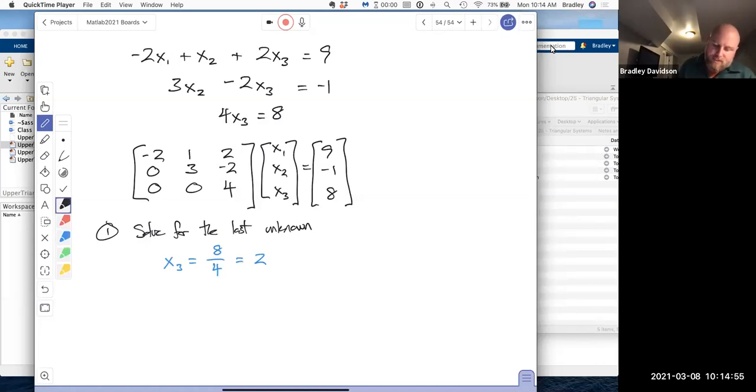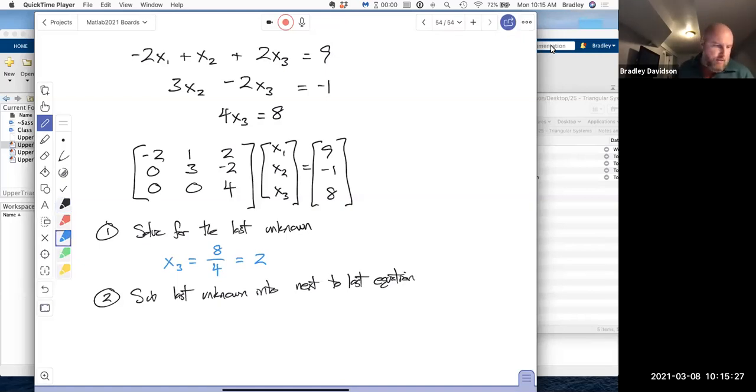And so for our second step, we're going to substitute the unknown that we just solved for, which is the last unknown, into the next to last equation. So we're going to sub our last unknown into the next to last equation.